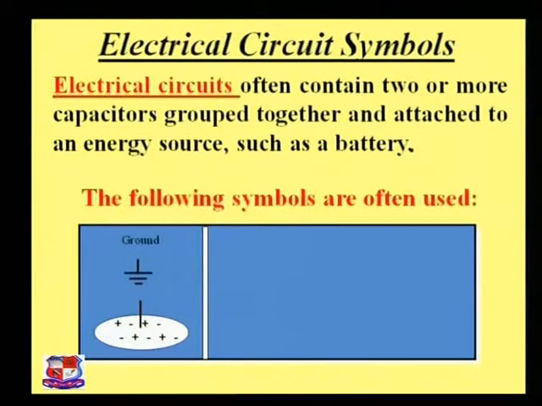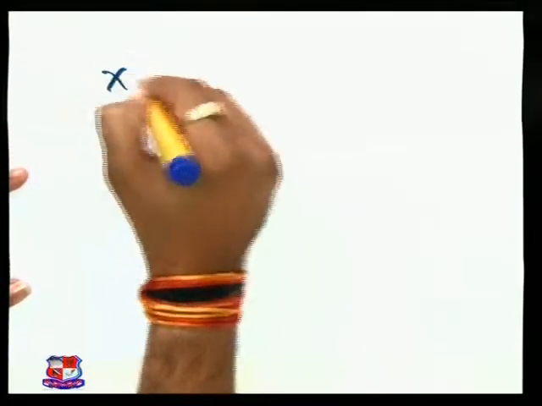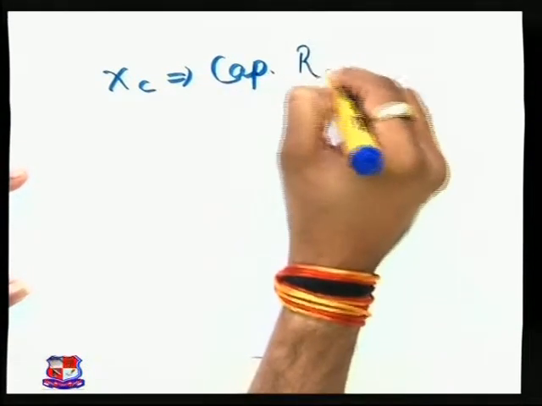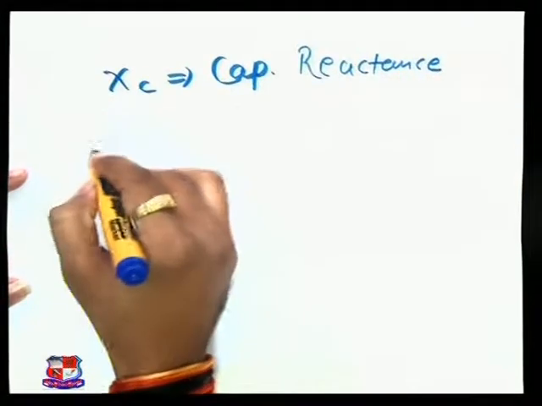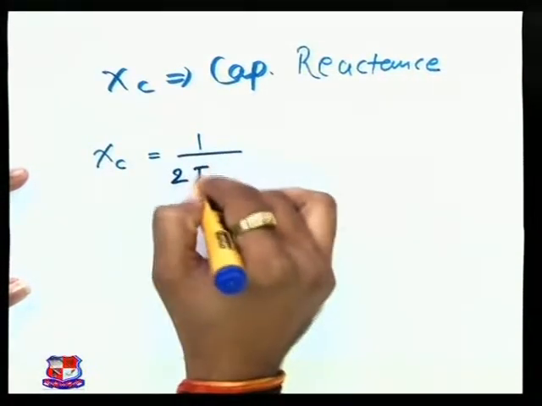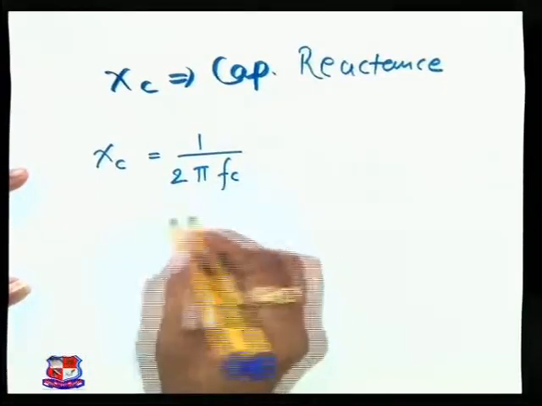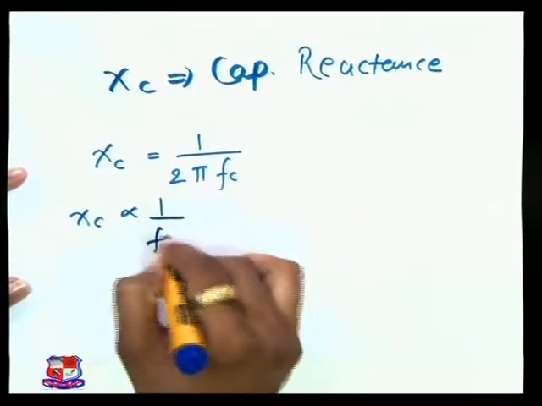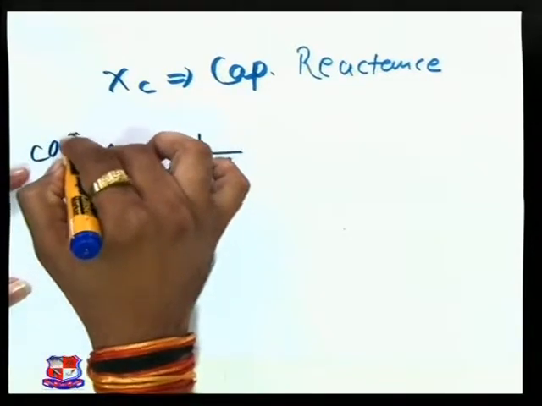Again, one important point to discuss about the capacitor, that is the capacitive reactance. Now the capacitive reactance has the value 1 upon 2 pi Fc. So according to that equation, we can see that Xc is inversely proportional to the Fc, because 2 pi is a constant.